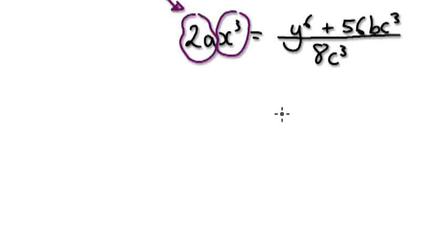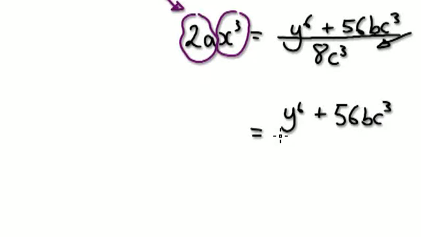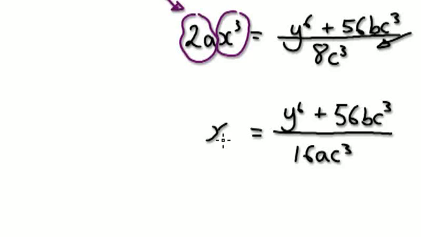Dividing both sides by 2a, well, when you divide a fraction, it gets multiplied to the bottom. So at the top will be 6y to the power 6 plus 56bc^3 over, now 2a multiplied to the bottom, so it will be 16ac to the power 3. Okay, and then on this side it will be x to the power 3.